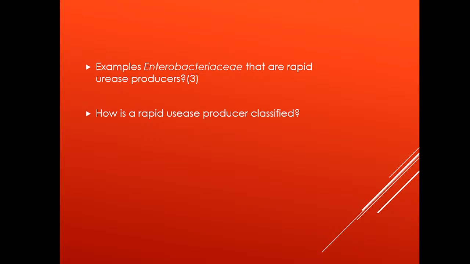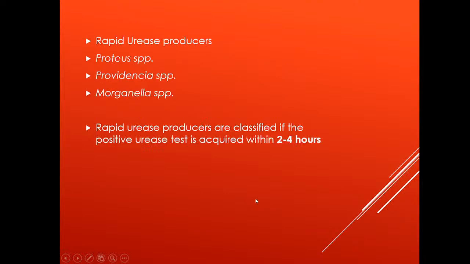All right. So how is a rapid urease producer classified? Well, rapid urease producers are classified in a way that they produce a positive result within 2 to 4 hours after inoculation and incubation. All right. So please remember that there are three organisms that are rapid urease producers: Proteus species, Providencia, and Morganella.